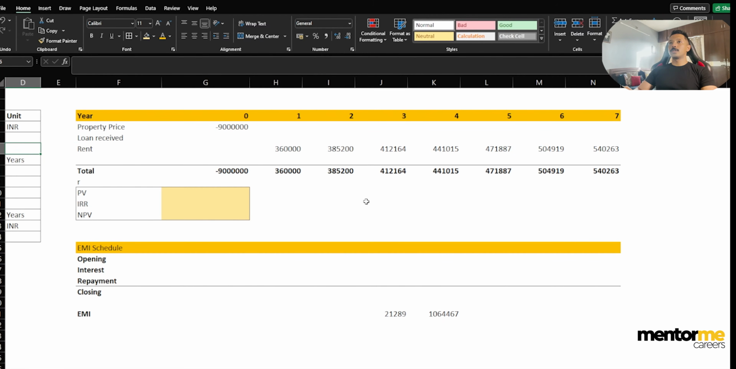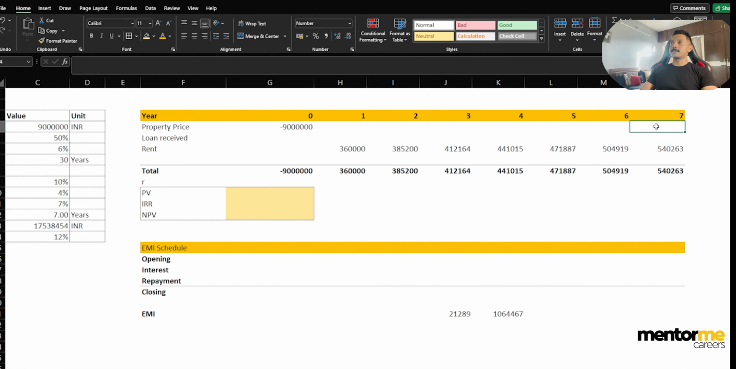And now what we want to do is sell off the property in year 7. Now we will sell this property, which basically means that we'll get the money back. So that's a positive cash flow. So I'll just link the 1.75 crores from here.